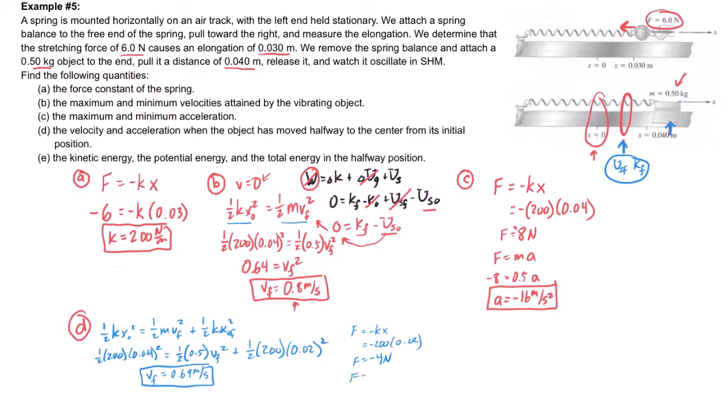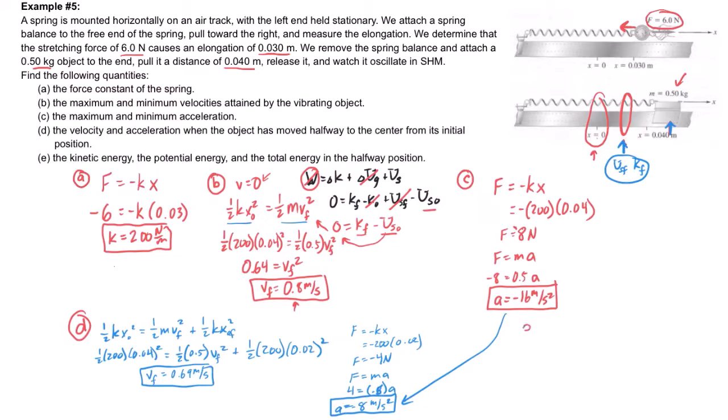Which then we can go F equals ma. We put in the force, 4 for the force, and then we put 0.5 times the a, and we get negative 8 meters per second squared, which fits exactly what we expect it to. Remember that our definition of simple harmonic motion is that the force, or the acceleration, is proportional to the displacement from the center. And so therefore, if we half the distance, the acceleration should be half of what it was before. Sweet! Okay, moving on to letter E.